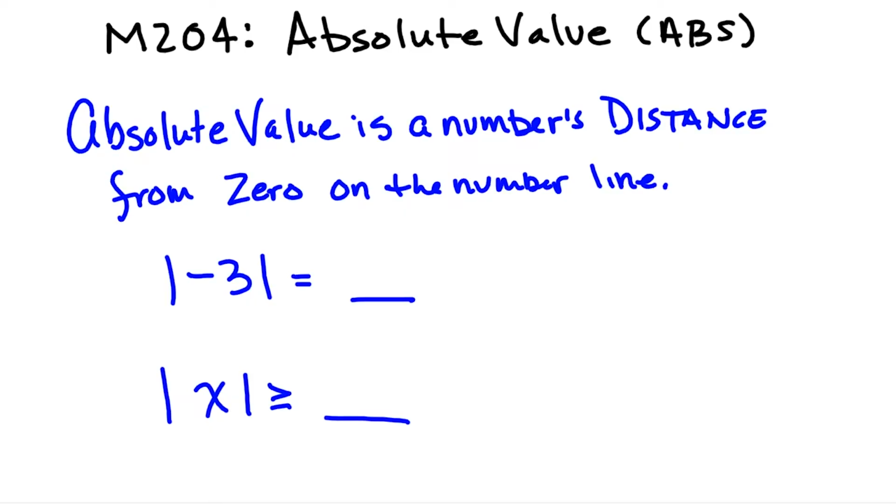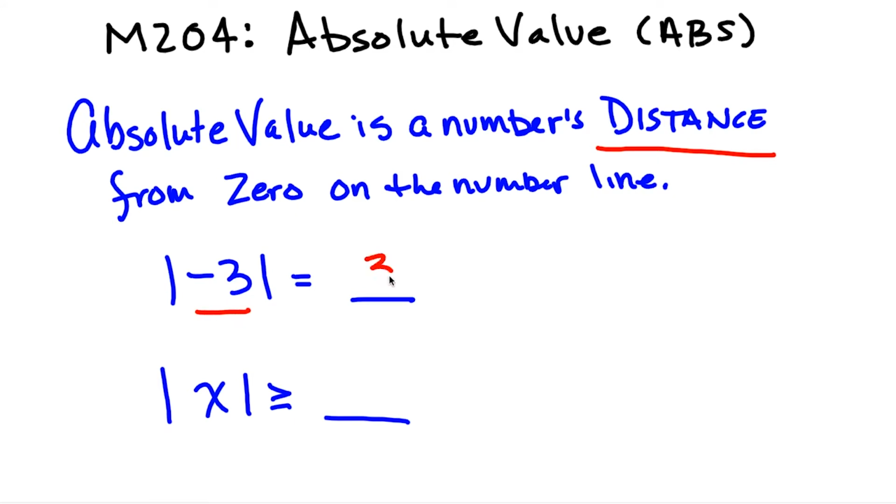Welcome to Prep Lab. This is Math Lesson 204, Absolute Value. The absolute value of a number is its distance from zero. Absolute value measures distance. The absolute value of a negative number is its distance from zero, so the absolute value of negative 3 is positive 3, because negative 3 is 3 units away from zero on the number line.